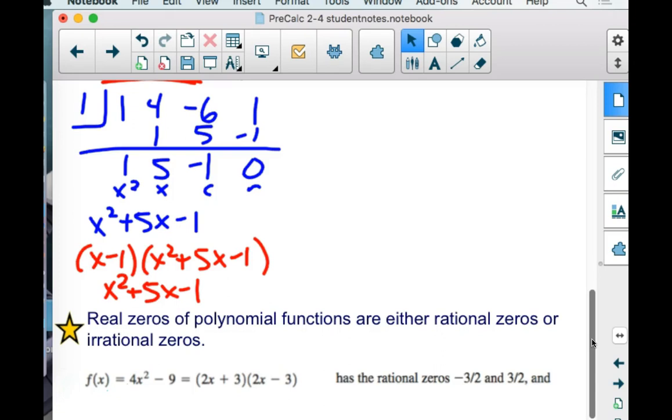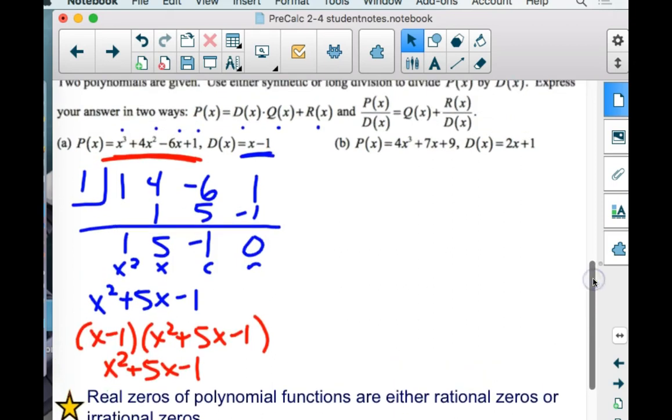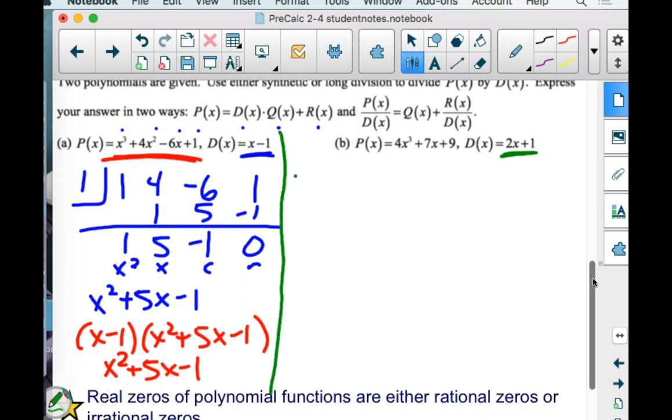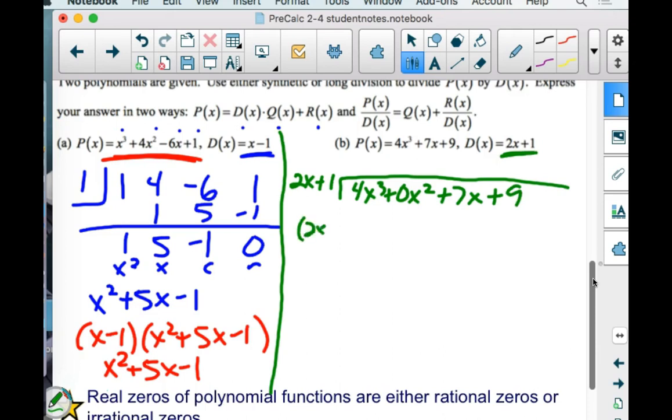Now, I'd be really, really happy if I could also do B that way. Unfortunately, can't do it. And that has a 2 in front of that x. So that's the reason that I have to go with long division on this problem. So we've got 4x cubed, 0x squared, 7x plus 9. And I have to figure out, how many of those can I get in there. So I've got my 2x plus 1.